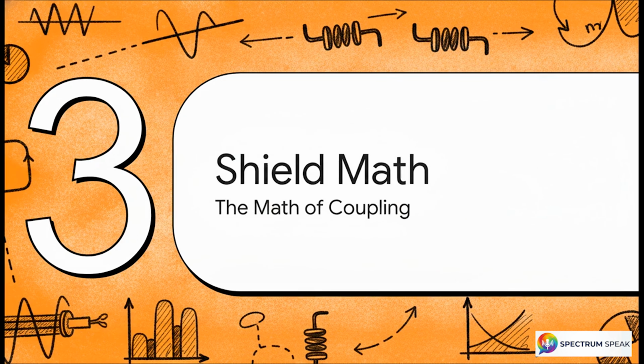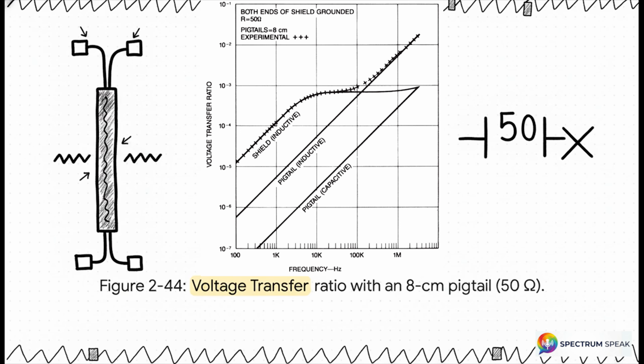Which brings us to Part 3, the math of shield coupling. All right, let's look at Figure 2-44. This plots experimental data for a 3.66-meter shielded cable that has an 8-centimeter pigtail at both ends. And the circuit termination here is 50 ohms. Let's break down exactly what this math is telling us.